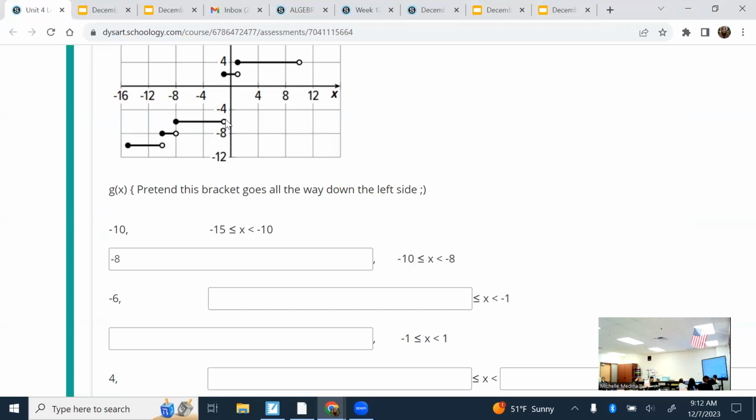And then we have where the interval ends. They gave us the -1. Where does this interval start? At -8. So that's what goes here. Okay, does that make more sense, what you're doing for that one?